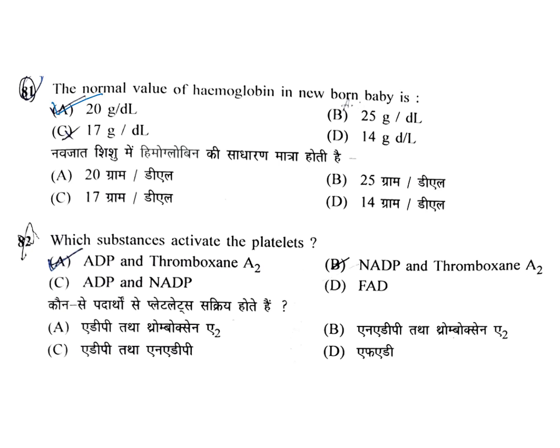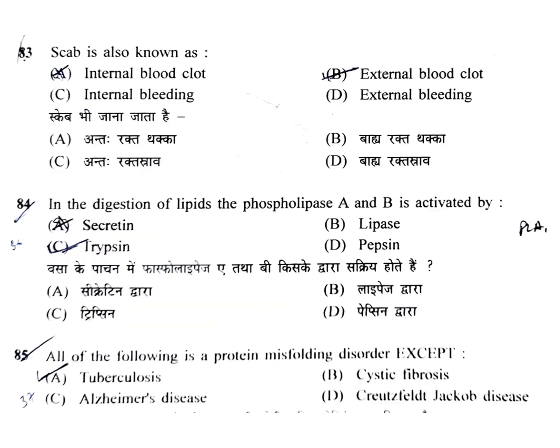Next question is, which substances activate the platelets? So options are A, ADP and thromboxane A2, B, NADP and thromboxane A2, option C, ADP and NADP, and option D, FAD. The right answer is ADP and thromboxane A2.